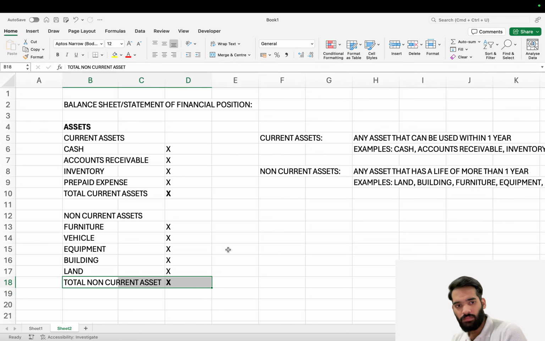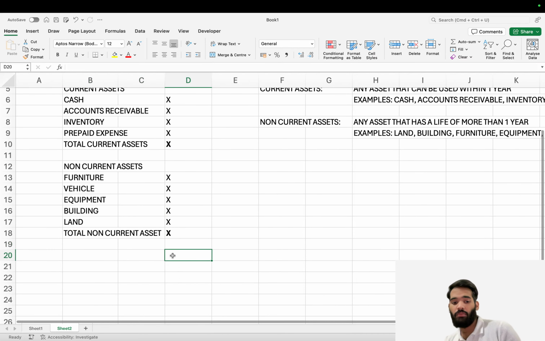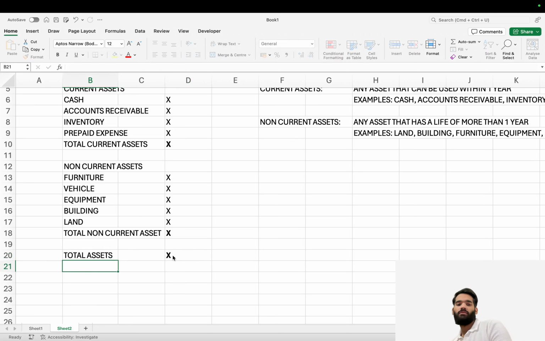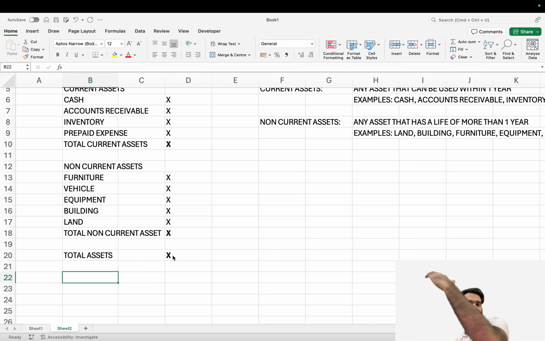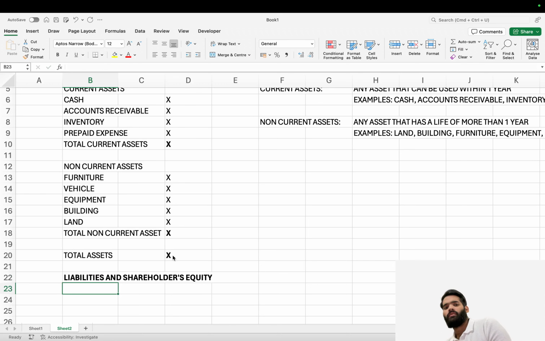Okay. Once we know the total current assets and total non-current assets, we will combine both of them to get the total assets that we have in our business. So now we're done with the assets part of the balance sheet. Now we'll do the part which is called liabilities and equity. If you're doing accounting for a company, you'll write shareholders equity. But even if you write equity, that doesn't really affect it much. It's just a name, right? There you go. So let's say liabilities and shareholders equity.